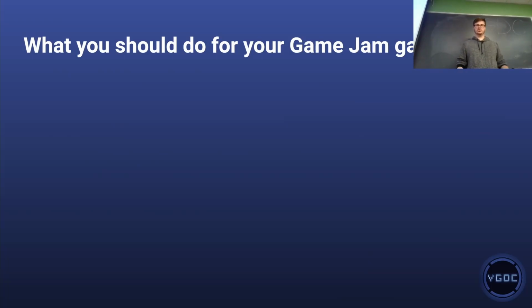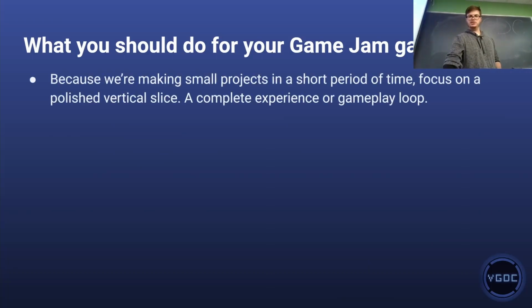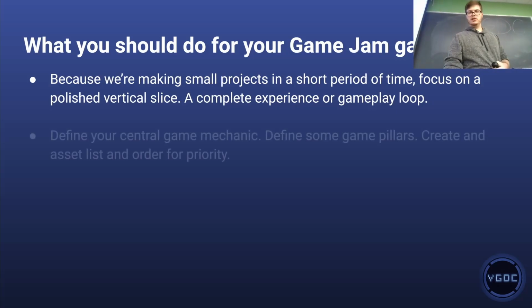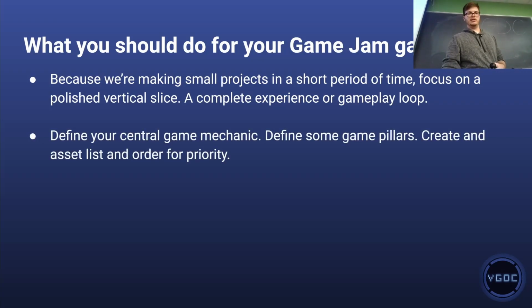So what should you do for your game jam? Because we're making small projects in a short period of time, we heavily encourage focusing on one small gameplay loop that's very polished. Whether that be like a 2D platformer with good character movement, or like a versus game where you have a very set rule set. Those are great ways to create a polished product in a short amount of time.